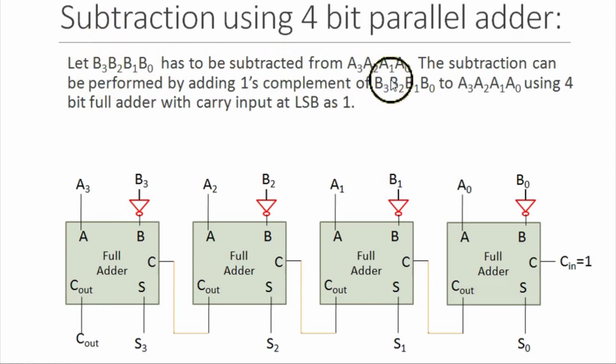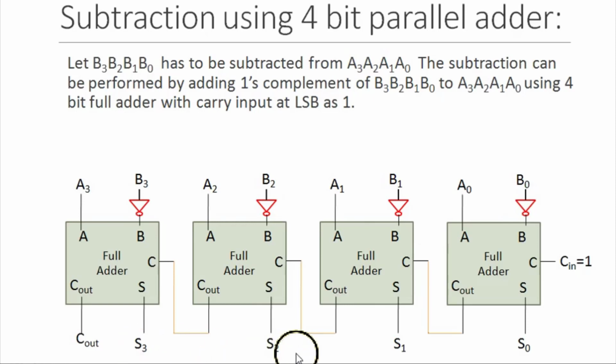Here, for the two 4-bit numbers, the second number B3, B2, B1 and B0 has to be subtracted from the first number A3, A2, A1, A0. The second number, the negative number, is complemented using an inverter and applied to the 4-bit full adder. It is addition of A plus 1's complement of B, and a 1 is applied to the carry input so that it is A plus 2's complement of B.